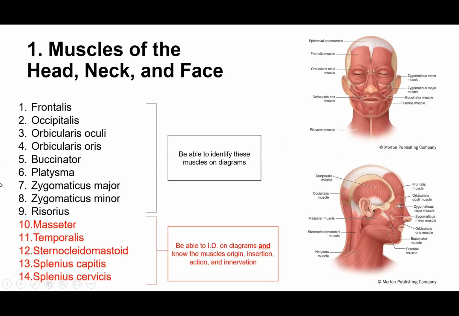Okay, so for the muscles of the head, neck, and the face, everything that you see here in black, you will have to identify these muscles on diagrams. And that's all you have to do with those muscles. Now with muscles 10 through 14 down here in red, I'll ask you guys to ID them on diagrams, but also know the origin, insertion, action, and innervation of each of these muscles. So let's go ahead and get started.